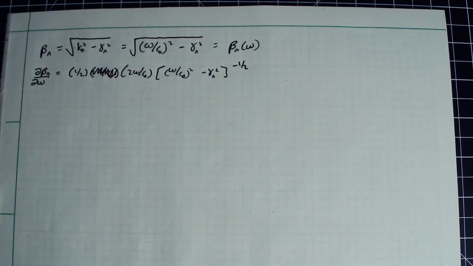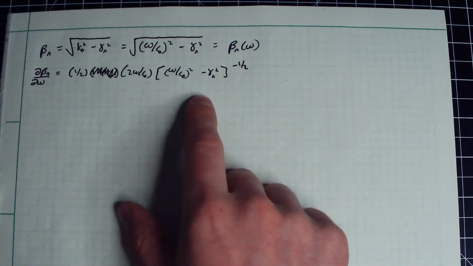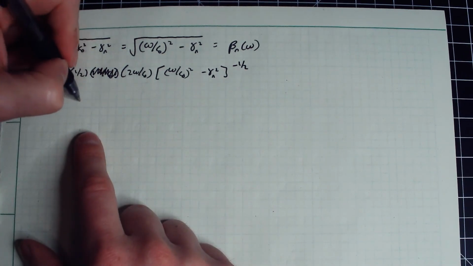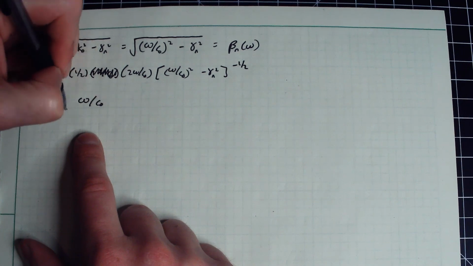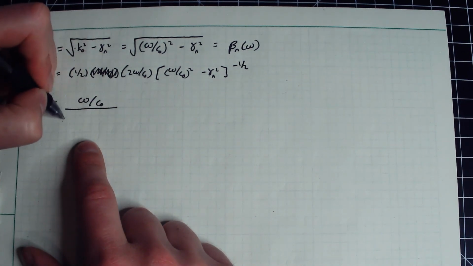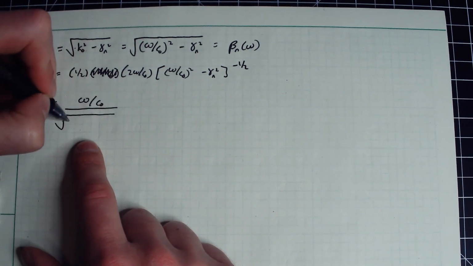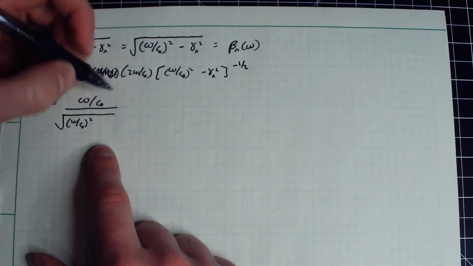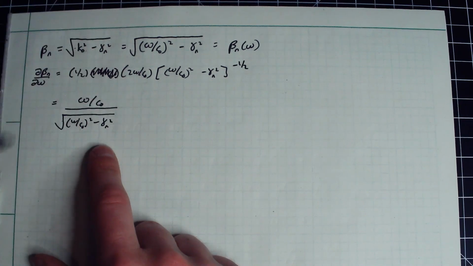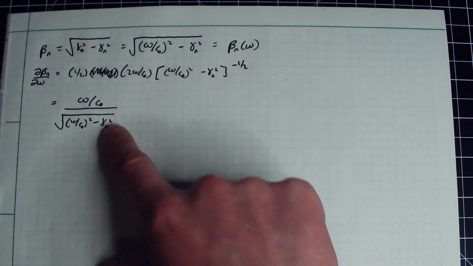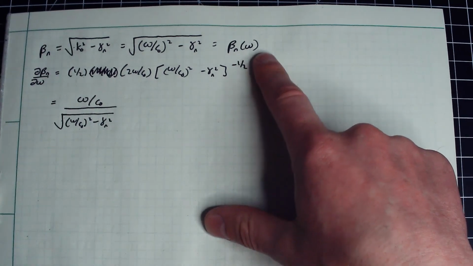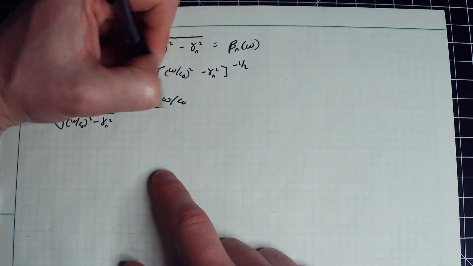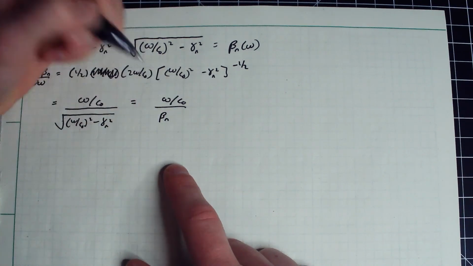So that's just the derivative of this guy here. Let's rewrite that really quick. The 1/2s go away. So I'll have omega over c naught divided by the square root of (omega over c naught) squared minus gamma sub n squared. You notice the denominator here is just my original term. So I'm going to get omega over c naught divided by beta sub n.